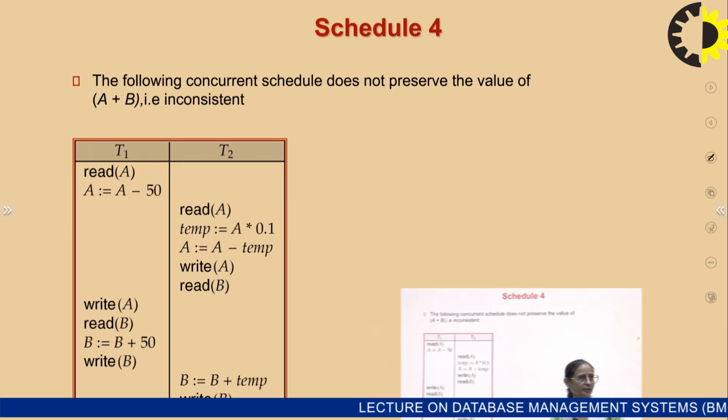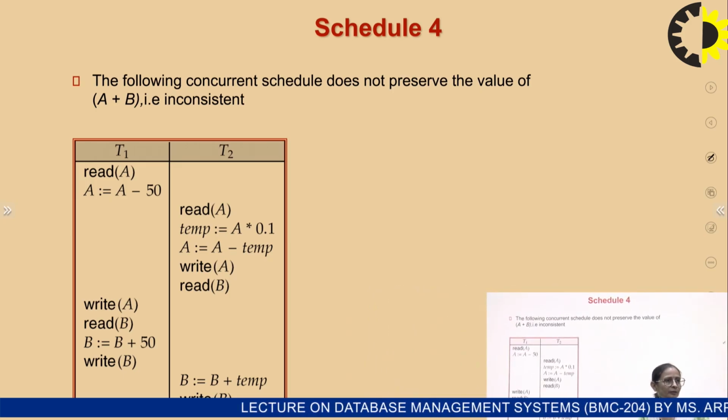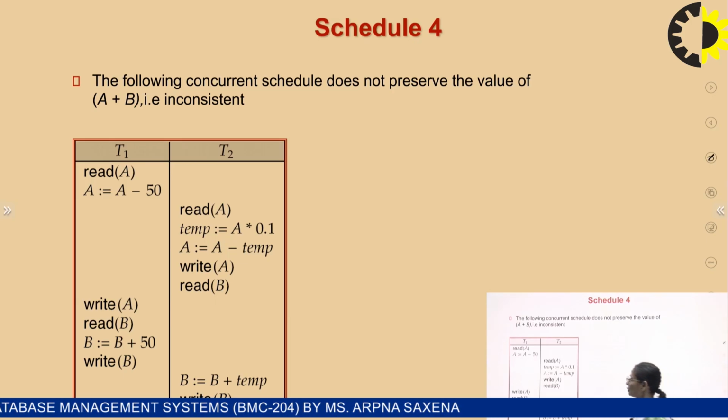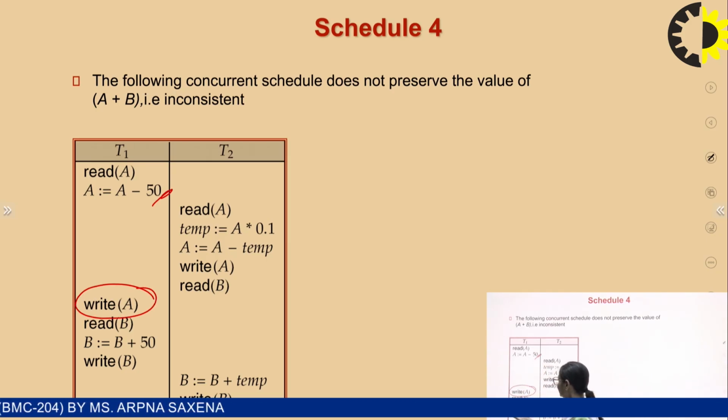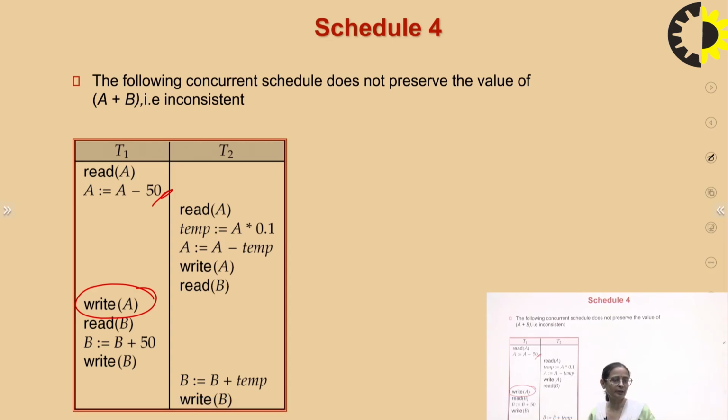This is the concurrent schedule, but it does not preserve the value of A plus B, and therefore it is not an example of a serial schedule. It is a non-serial schedule. Why? Because we have not completed the writing part of it. You have done the updation on A, but you have not written that A successfully to my table, whereas you started working on A. So in this case, my A value will become inconsistent.